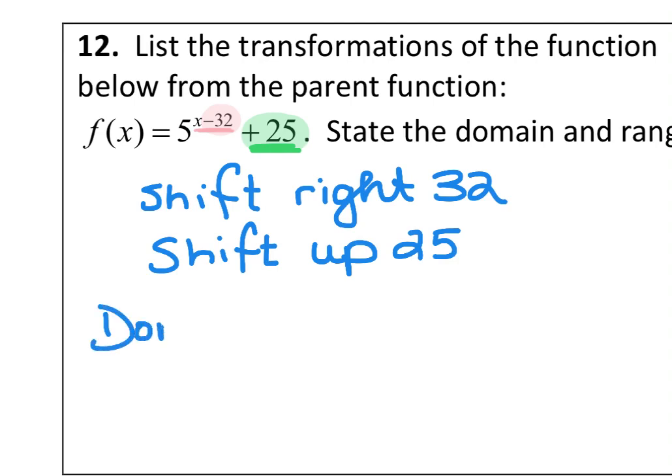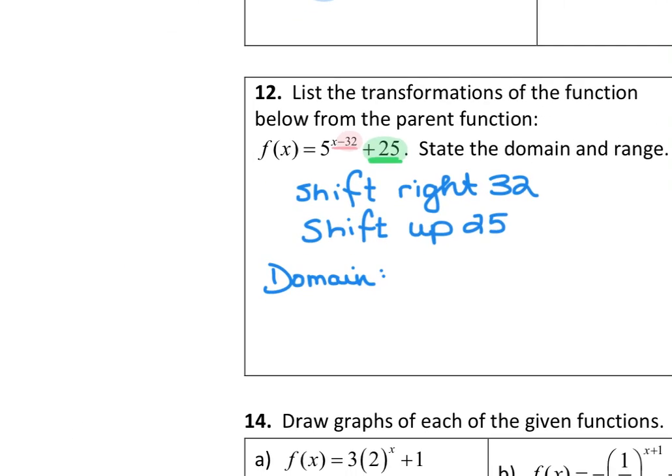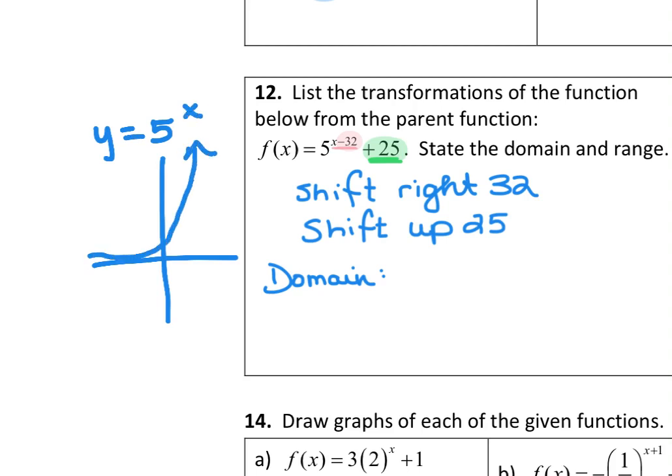Now, for the domain, there's a couple ways that you can do this. You can graph the equation that you see there, but it's going to be difficult to see in the window of your calculator. The other way that you could do this is you can graph just y equals 5 to the x power, the parent graph, and what you'll see is a graph that looks just like the parent function of all the exponential curves. And then you can consider moving that, shifting it to the right and shifting it up, and what would change about the domain and range.